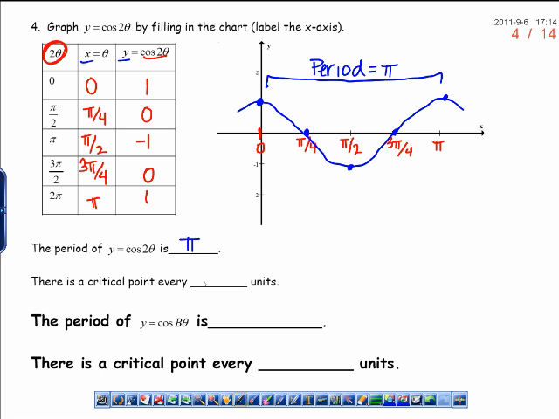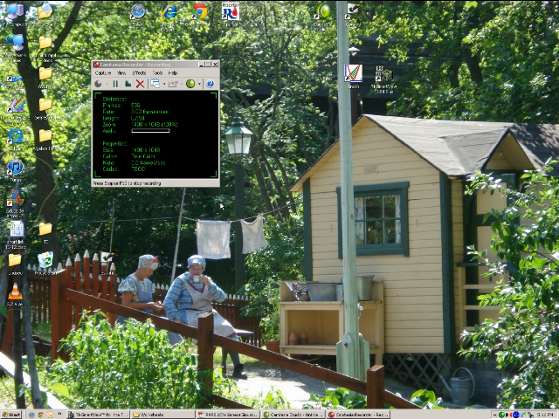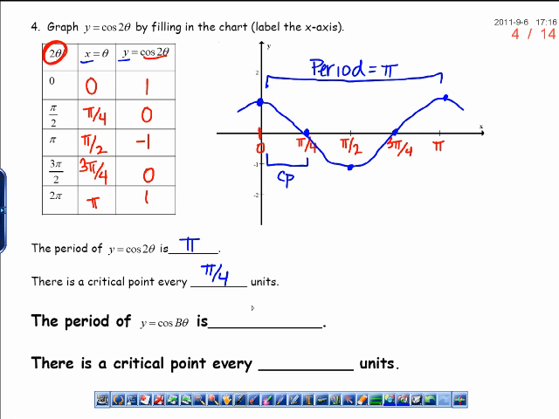There is a critical point every, well, I can see right here. I'm going to use CP for critical point. I go from 0 to pi over 4. And if I kept adding pi over 4, I'd have to do a little bit of fraction work, but it's not too bad. I could see how I get from critical point to critical point. And this is how you're going to do this in the future. So, a critical point every pi over 4 units. Again, this is a horizontal compression problem.